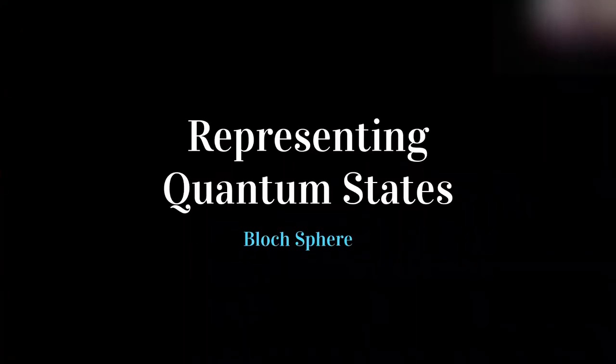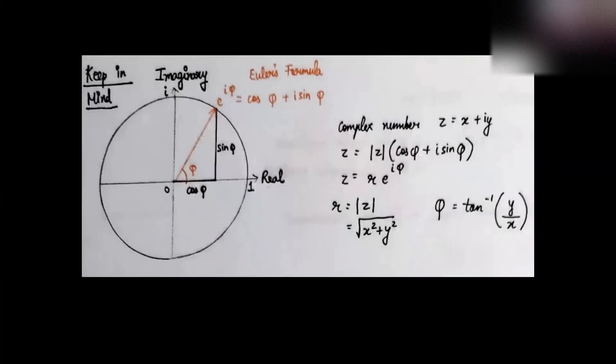In this video, we will be learning how to represent qubits using Bloch sphere. So previously, we have looked at a mathematical way of representing them, which is Dirac notation. And now Bloch spheres are more of a visual way to represent them, which we will be looking at in this video. So to understand them, we need to keep some points in mind related to complex numbers.